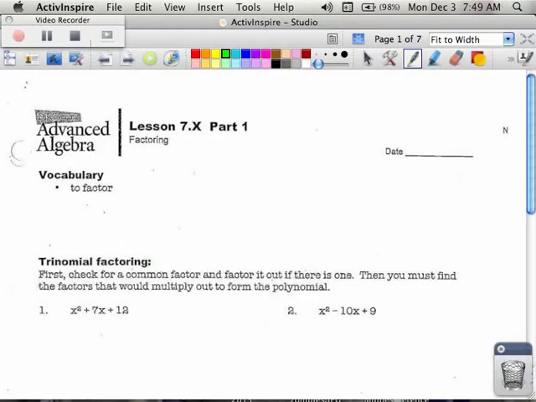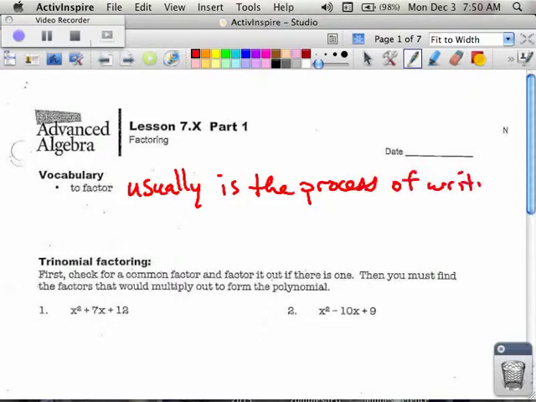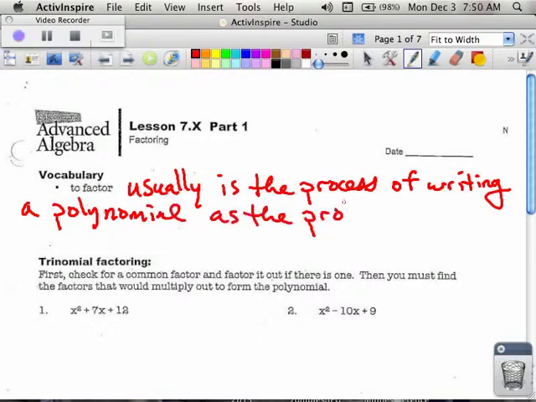All right, today we talk about factoring. And factoring for us is really going to mean, or we'll say usually, the process of writing a polynomial as the product of two binomials.